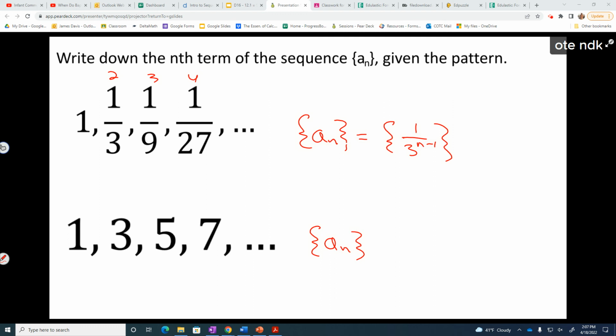But how do we describe that as a sequence? Because if you plug in 1, it has to equal 1. If you plug in 2, it has to equal 3. If you plug in 3, it has to equal 5. If you plug in 4, it has to equal 7.